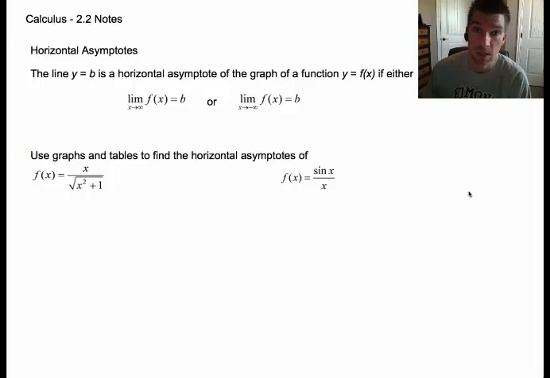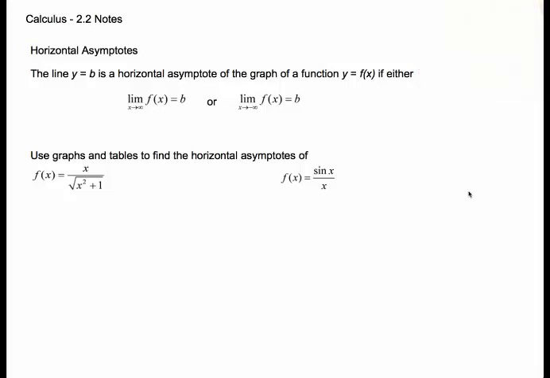And we've talked about them, and we've looked at them, and we've graphed them, and we've put dotted lines where they should go, but here's what they really are. So the line y equals b is a horizontal asymptote of the graph of a function y equals f of x if either the limit as x approaches infinity of f of x equals b, or the limit as x approaches negative infinity of f of x equals b.